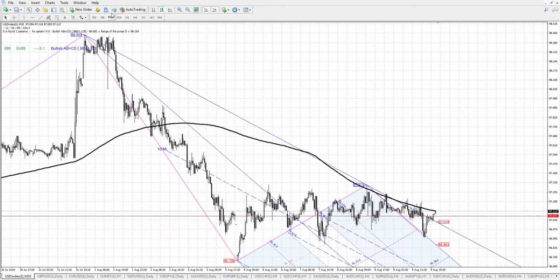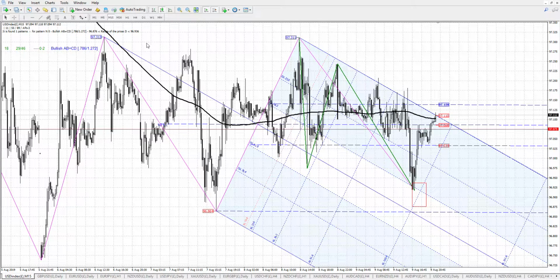Let's go to the 50-minute. Got the center pitchfork, and we're above the 200-day with a bullish ABCD. Quite erratic, quite spiky. And I think what we're going to do, we're going to break this pitchfork, and we'll have the 200-day support too, and it will go up. So it's not looking too bad for the dollar.